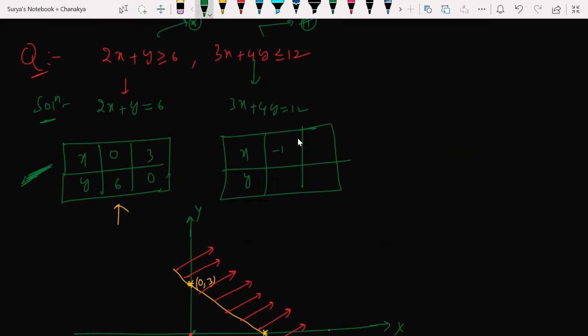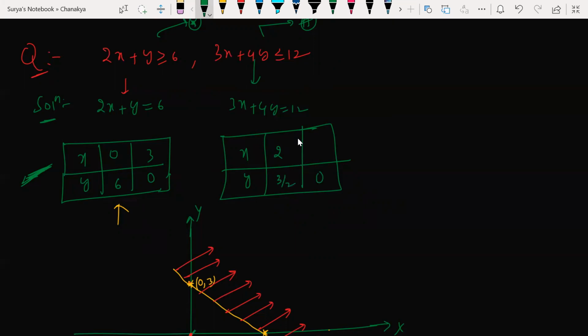Okay, if x is equal to -1, what is the y value? Or if x is equal to -2, what is the y value? Or +2, anything you take for easy calculation. If x is equal to 2, what is the y value? 6. So 6 by 2. So 3 by 2. If y is equal to 3 by 2, sir.